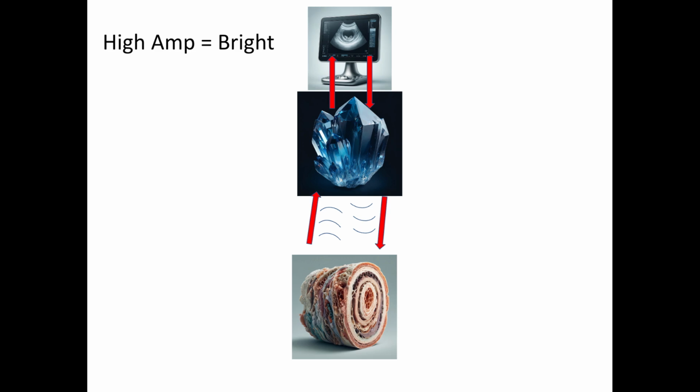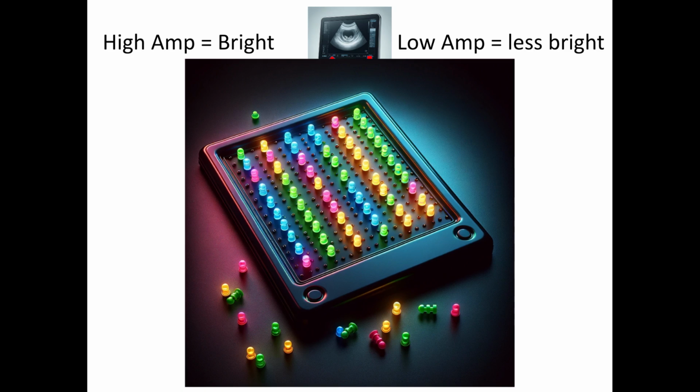Higher amplitude means more reflections, more stuff has come back. That appears brighter. Low amplitude signal, less bright, fewer things have returned from that depth or in that area. So that's why it's called B mode. It's dependent on the brightness. So your normal two-dimensional grayscale ultrasound is B mode.